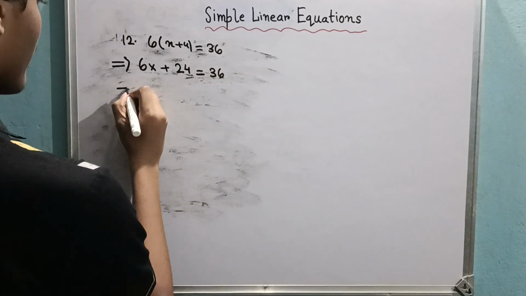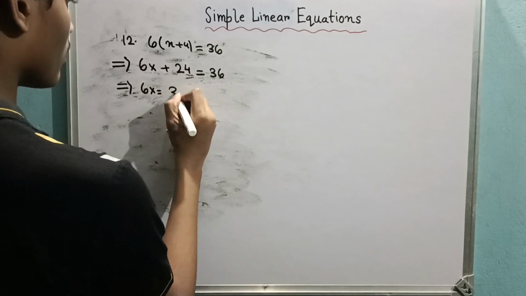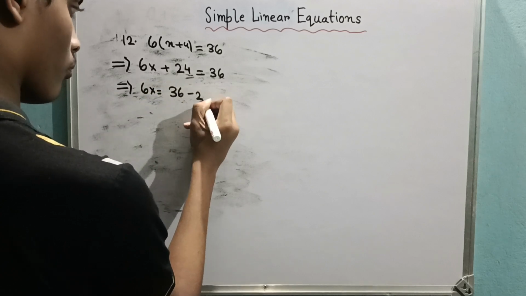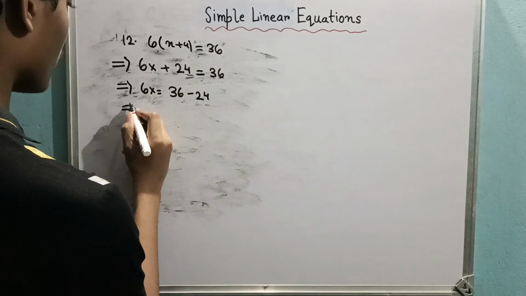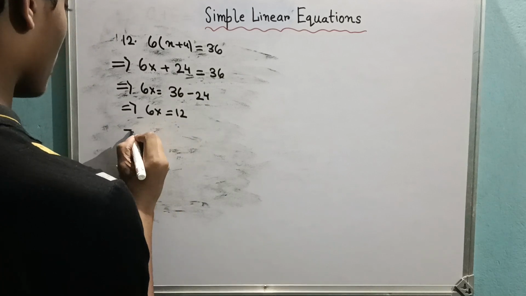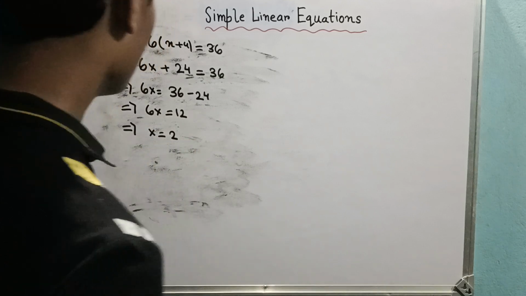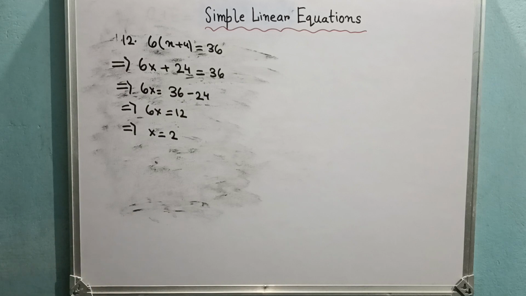From here we can write that 6x will be equal to 36 minus 24, or 6x will be equal to 12. And now from here you can write that x is equal to 2. This is a good process.